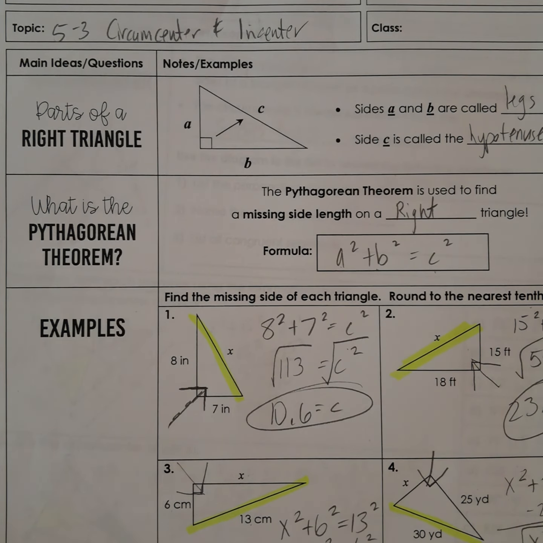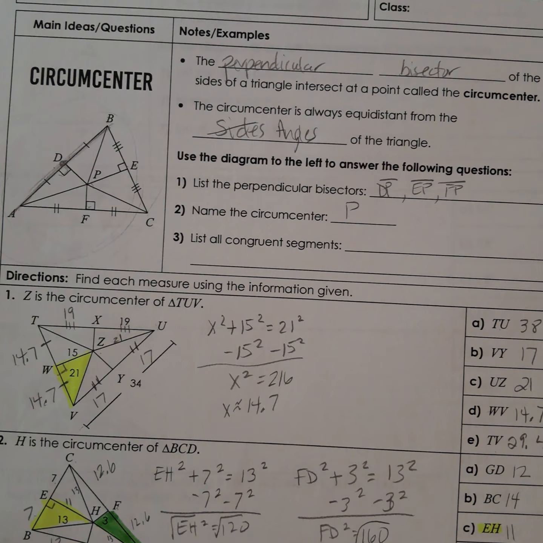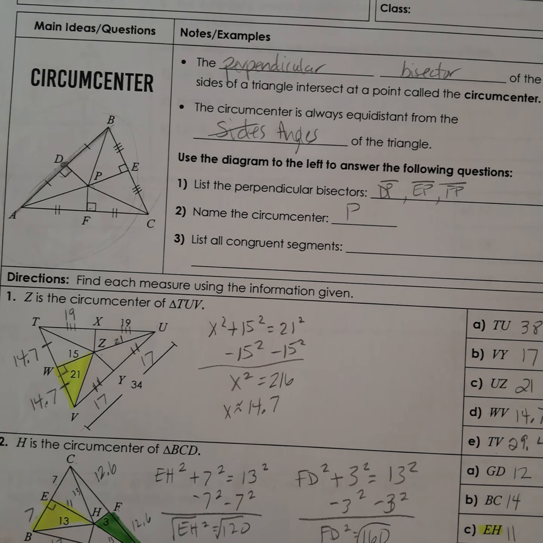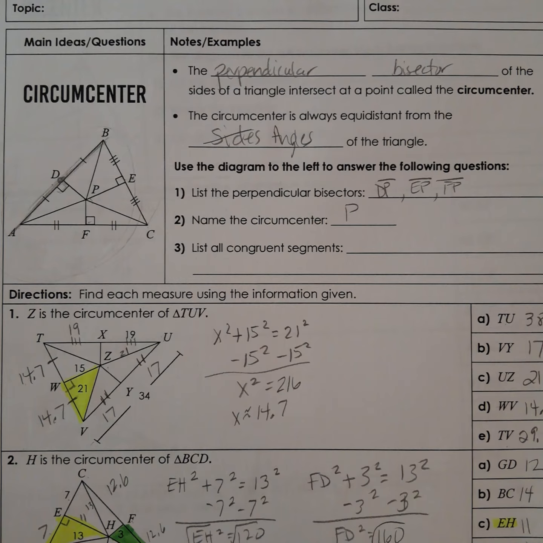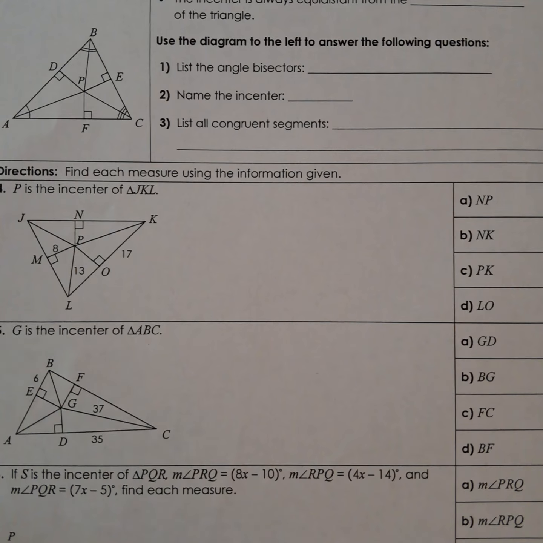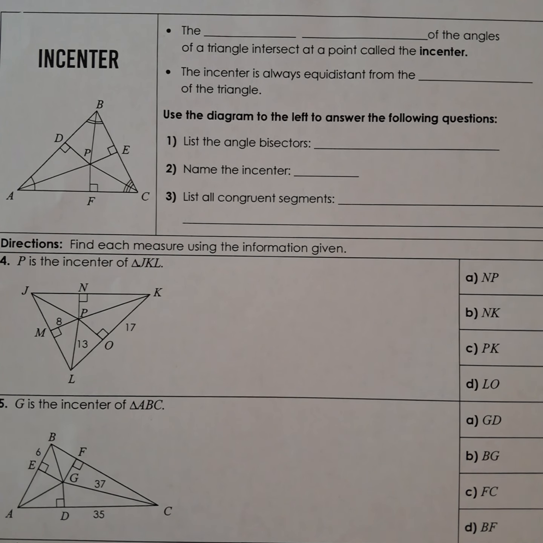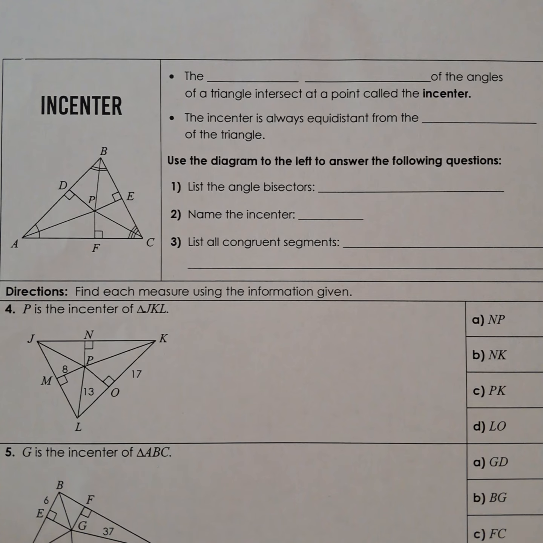I've already done part 1, which was the Pythagorean theorem. I have just finished part 2, which was all circumcenter, and that's when you have 3 perpendicular bisectors that meet in the middle of a triangle. And this is part 3, which is incenter. An incenter is made by angle bisectors. And since there are 3 angles in a triangle, you're going to have 3 angle bisectors.